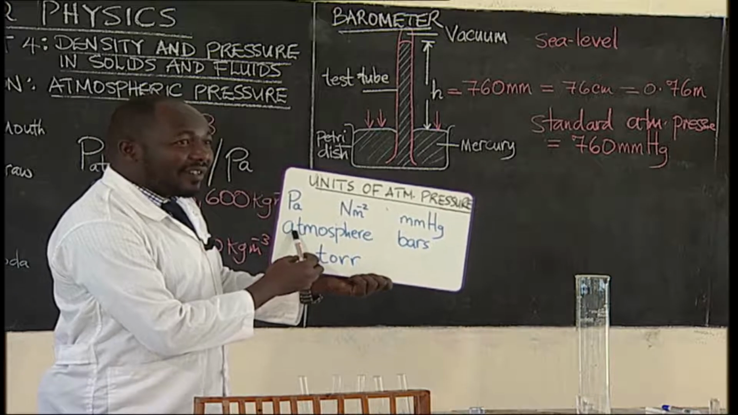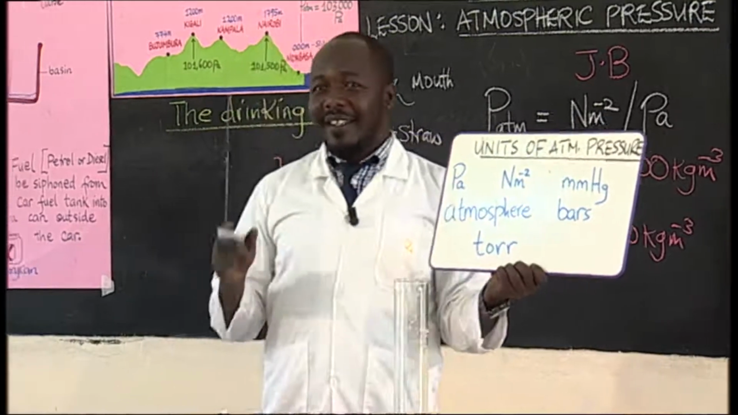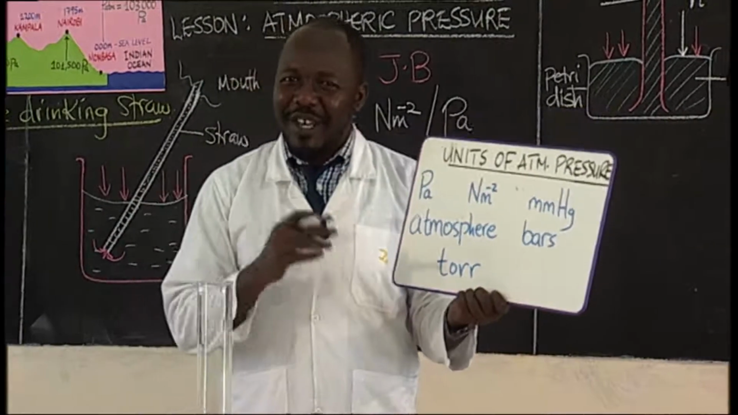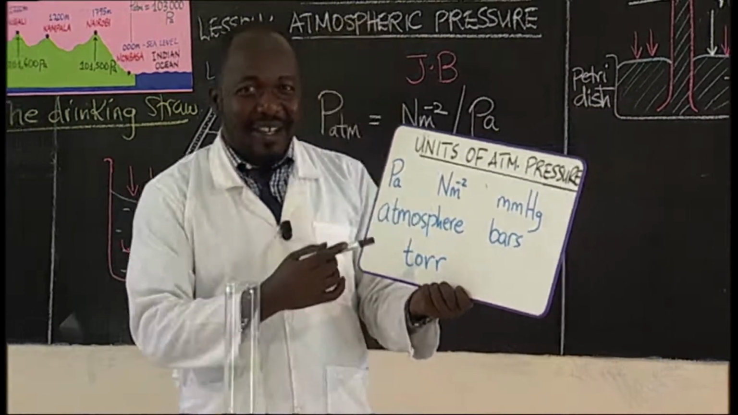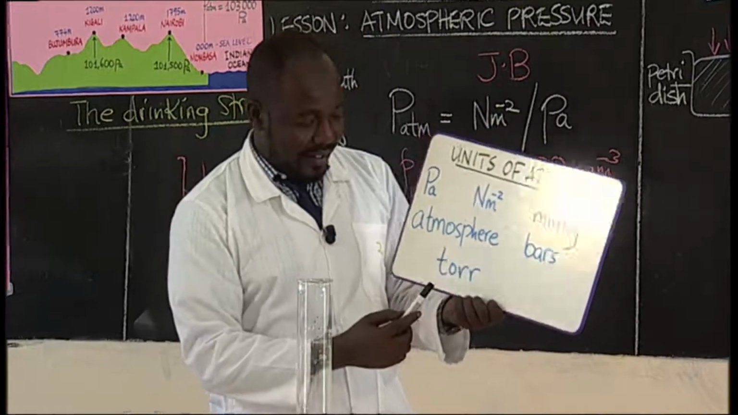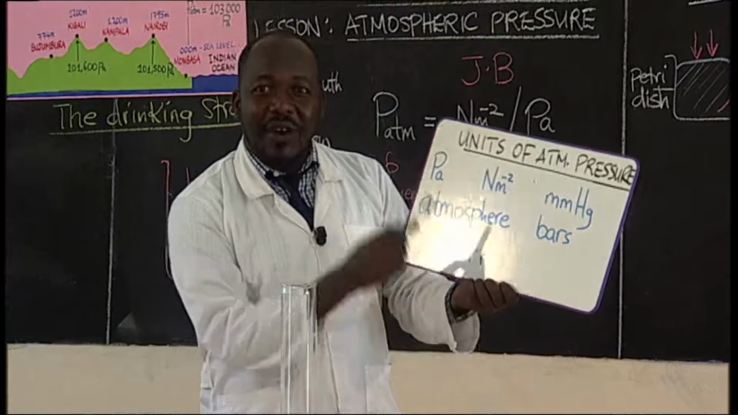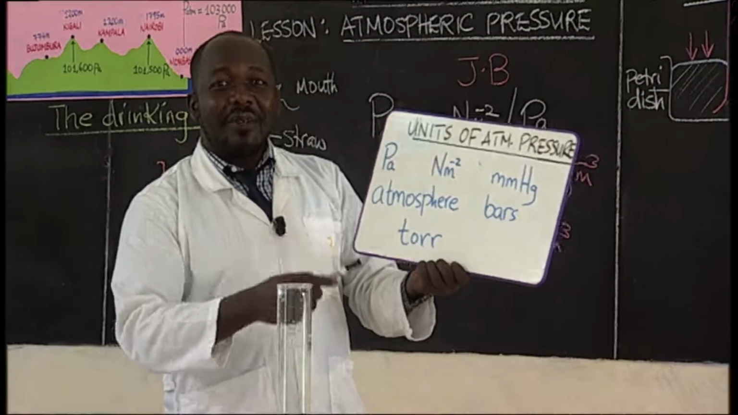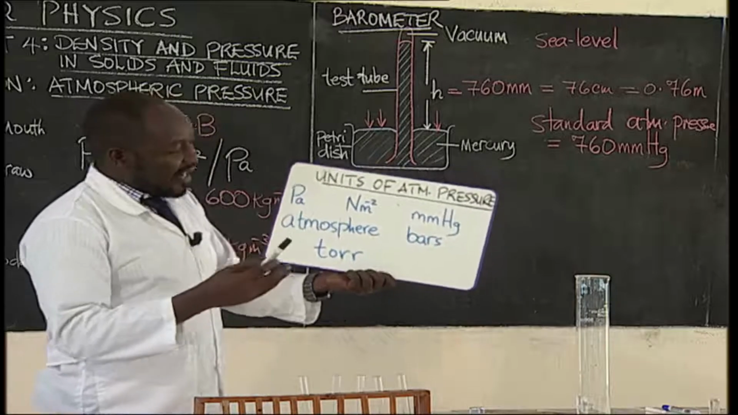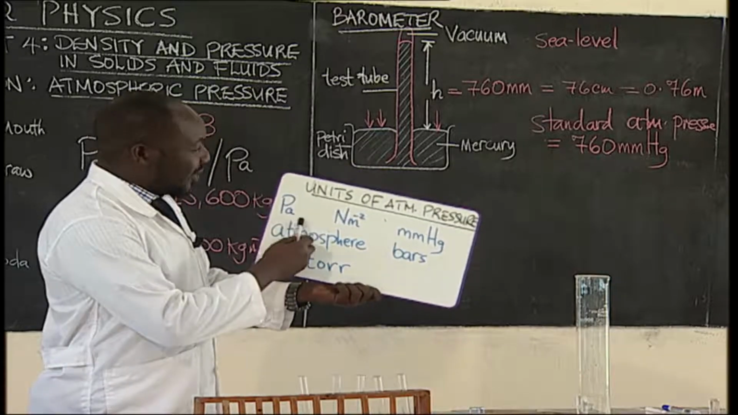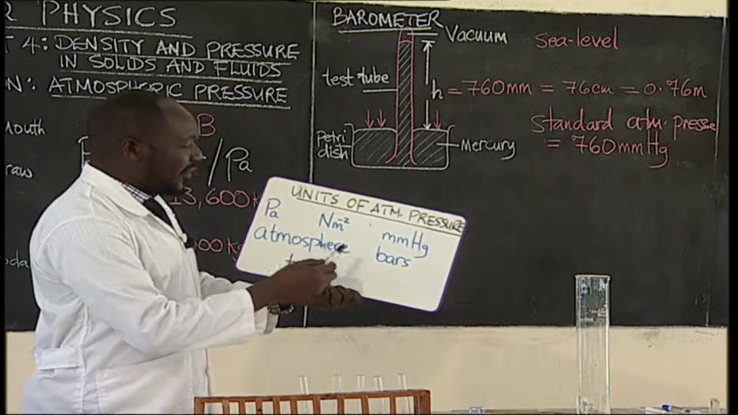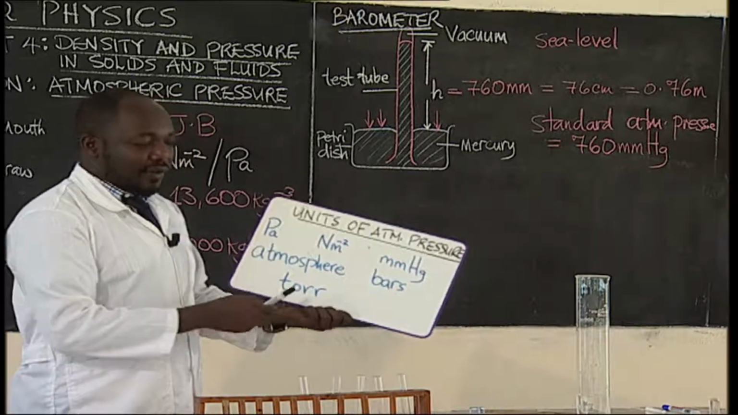Then we have atmosphere. Isn't that puzzling? How can atmosphere be a unit? But it is a unit. We shall see what it means. Then we have bars. Then we have torr. You see? So today we have seen there are so many units that we can use to express atmospheric pressure: pascal, newtons per meter squared, millimeters of mercury, atmosphere, bars, and torr.